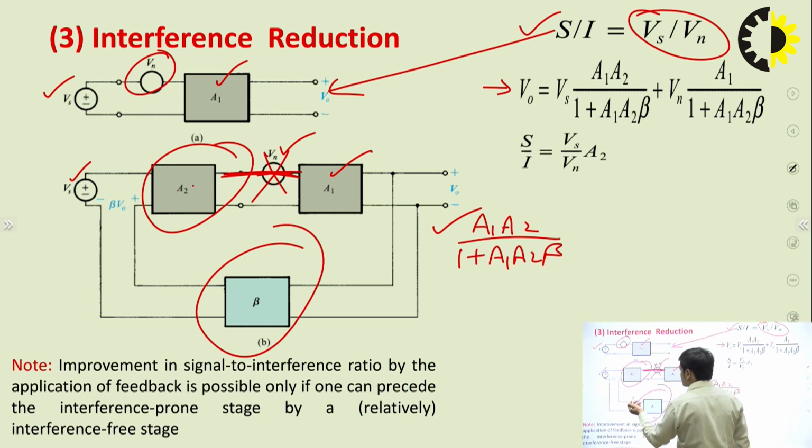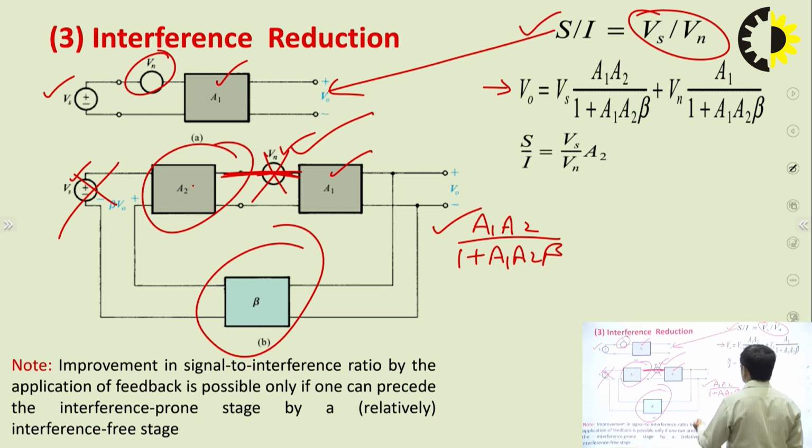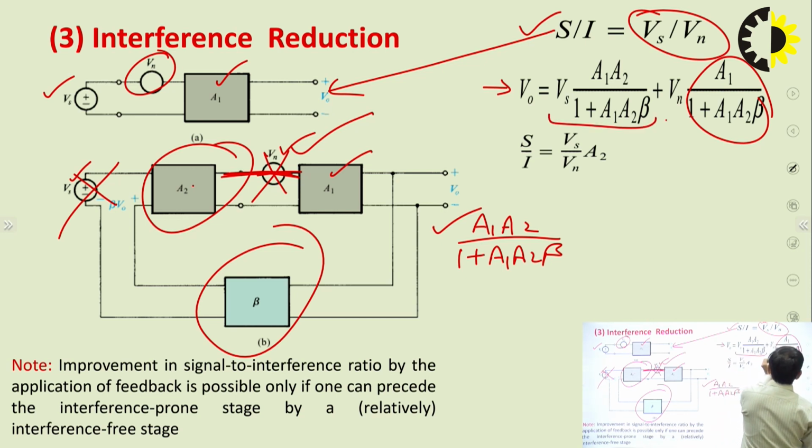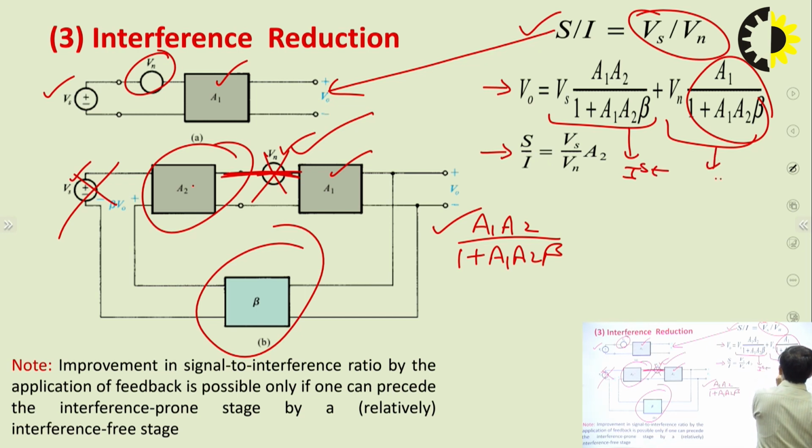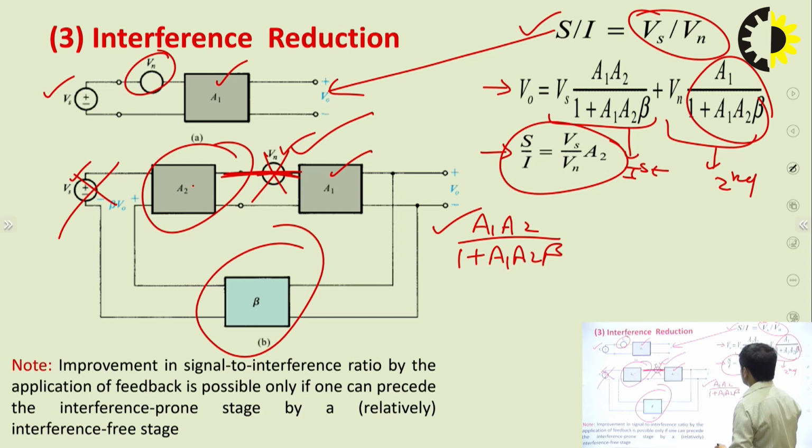Similarly in the second case, Vn will be there and we will remove Vs. In that case the output voltage will be A1 upon 1 plus A1 A2 beta. As per the superposition theorem we add both the voltages, and after adding, the first term is this one and this one is the second term. From here we can calculate S by I, by taking the first term upon the second term. When you put it, you will get S by I equal to Vs by Vn into A2.